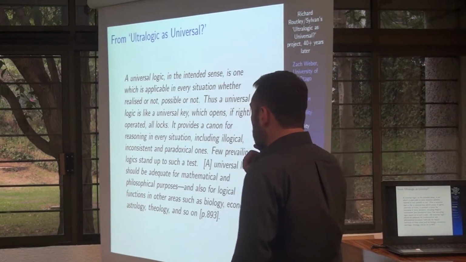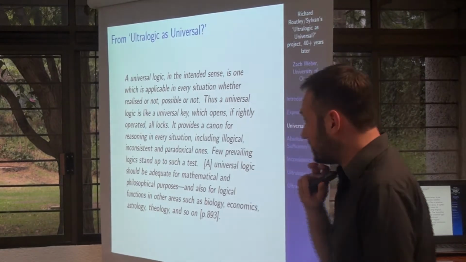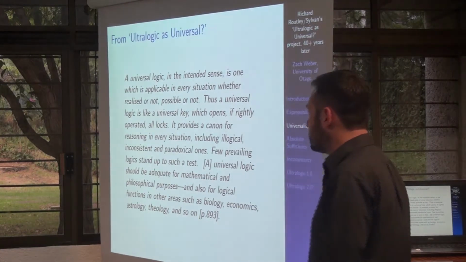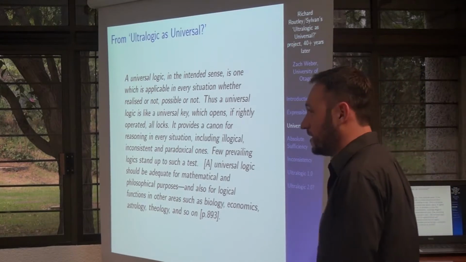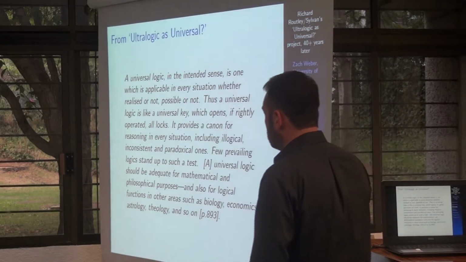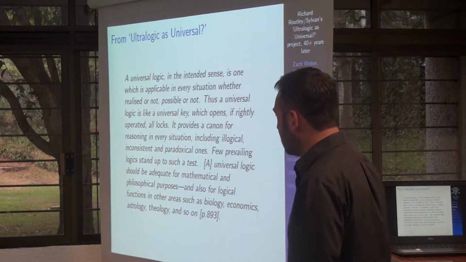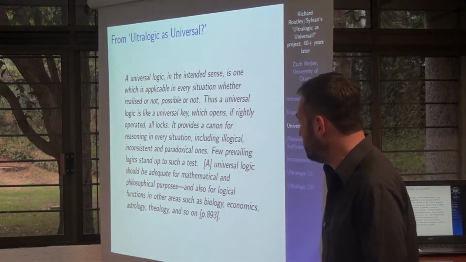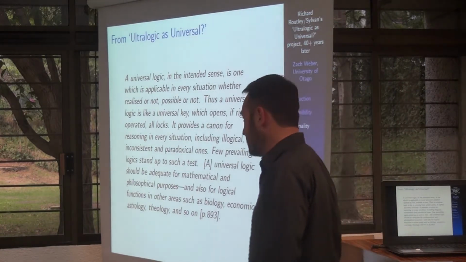So what is a universal logic? I could quote the essay all day. I'll do a little bit. A universal logic, in the intended sense, is one which is applicable in every situation, whether realized or not, possible or not. Thus, a universal logic is like a universal key, which opens, if rightly operated, all locks. It provides a canon for reasoning in every situation, including illogical, inconsistent, and paradoxical ones. Few prevailing logics stand up to such a test.